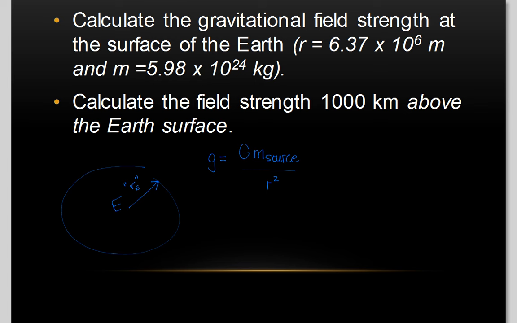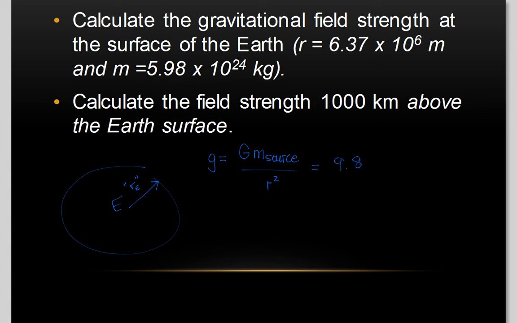Okay, they're given to us here, so we can calculate 6.67 times 10 to the negative 11 times the mass of the Earth, 5.98 times 10 to the 24, and divided by the radius of Earth, which is 6.37 times 10 to the 6, and don't forget to square it.